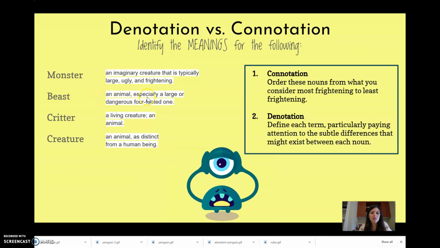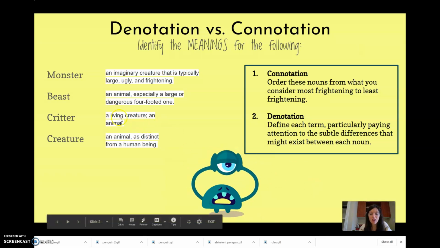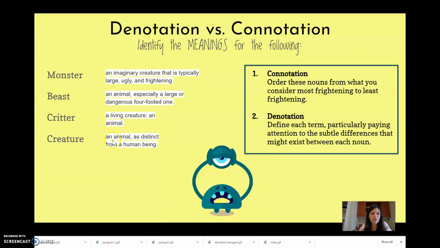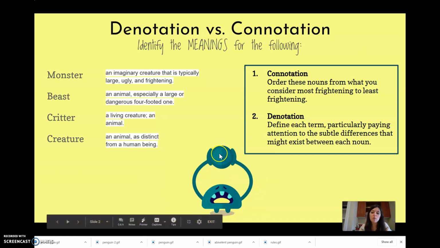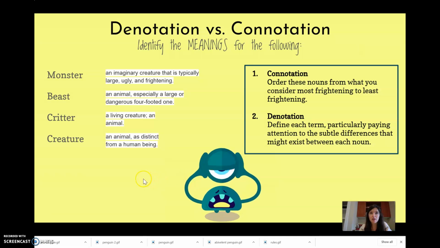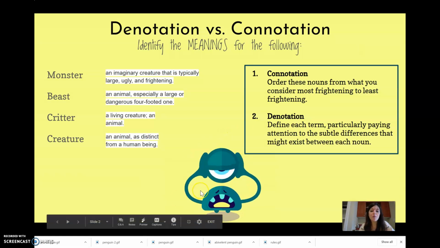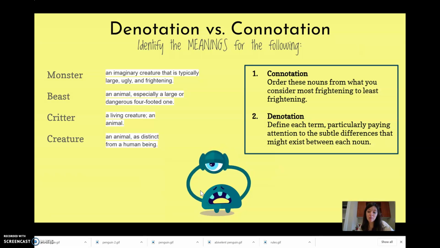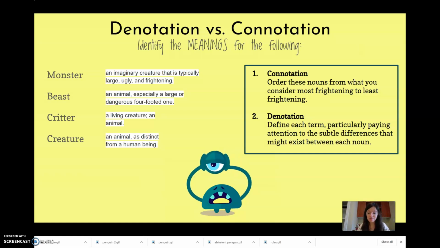For a beast, an animal, especially a large or dangerous four-footed one, well, he's definitely not a four-footed animal. So therefore, he doesn't fit the denotative meaning of a beast. Critter, a living creature, an animal. Well, yeah, he's definitely a critter. A lot of things are critters based upon that denotative meaning. And then a creature, an animal as distinct from a human being. Yes, he's very distinct from a human being. Humans do not go around carrying their eyeballs, luckily, hopefully. So here we know, based upon the denotative meaning, that this little guy down here could be a critter or a creature, but he could not be a monster or a beast. And so denotative meaning helps us better understand what the word is actually saying.